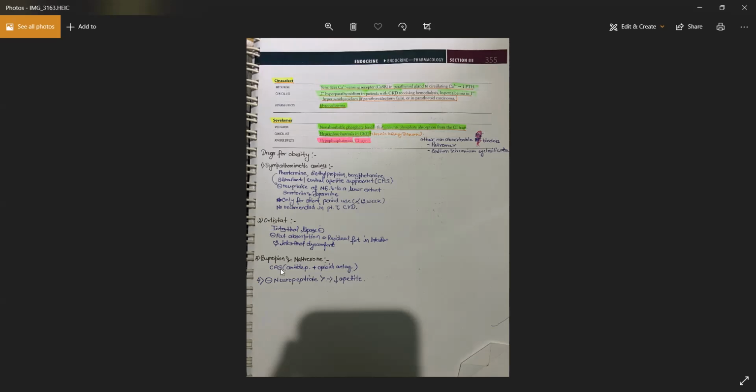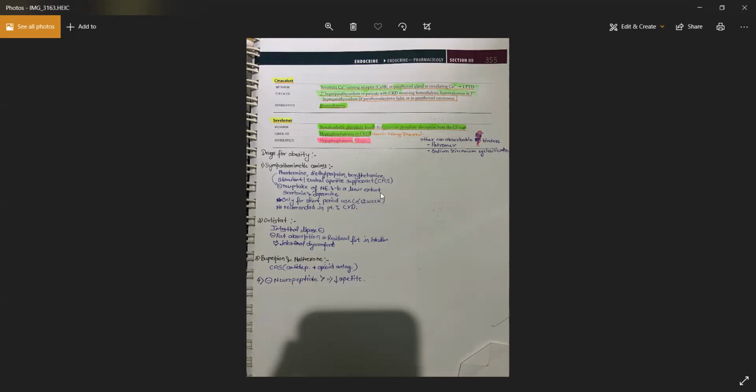They can give you a history of a patient with depression or something like that, and they will also give you the action of the drug, and they will ask you the name again. So you just need to remember the mechanism of action, and second, the name of the drug. Phentermine, diethylpropion, benzphetamine, orlistat, bupropion, and naltrexone are all useful for weight loss.